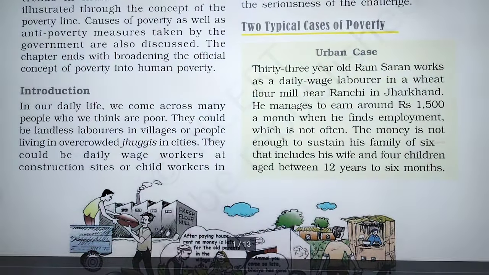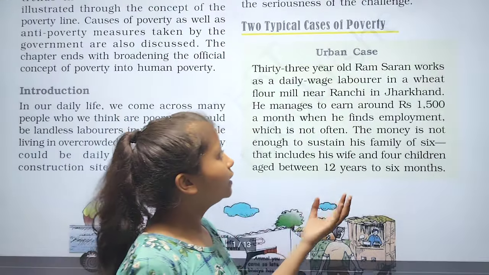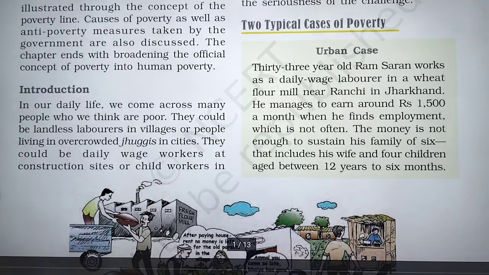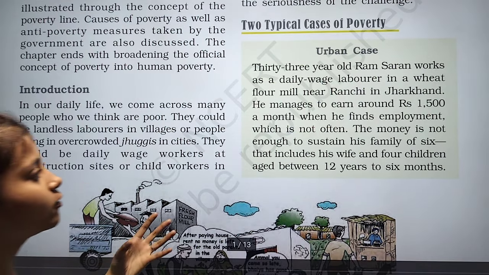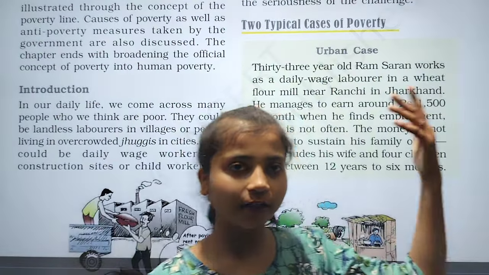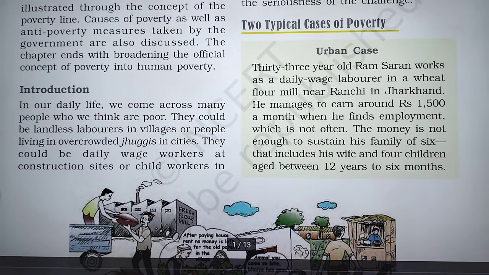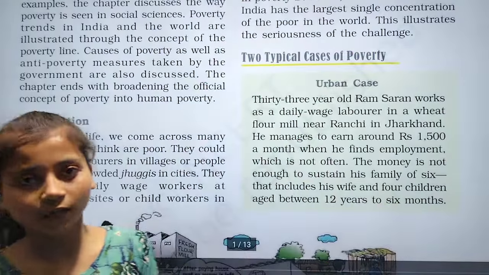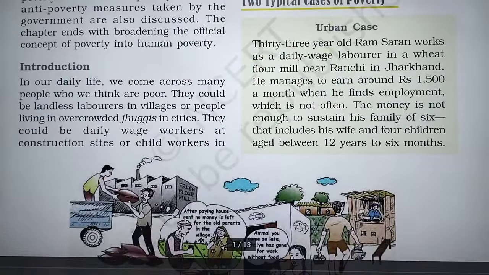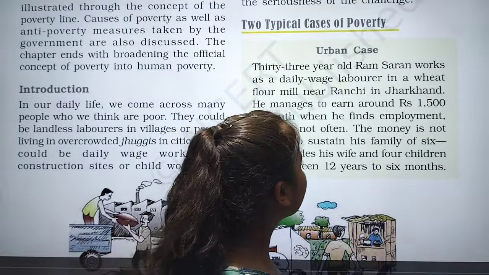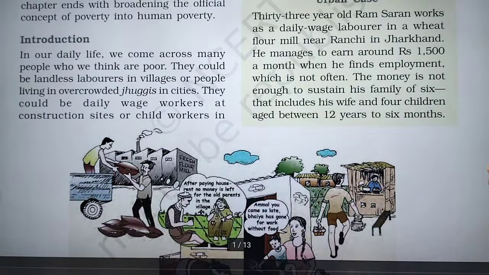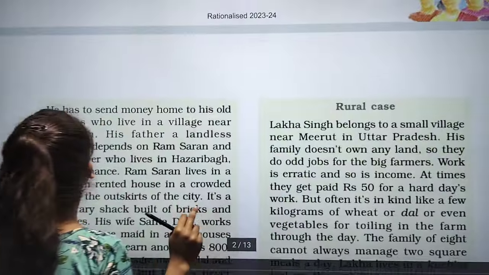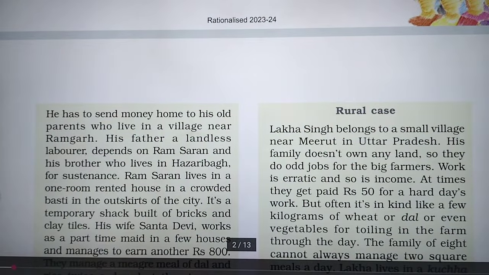His family has six members. If Ram Saran was a bachelor earning 1000 plus, he would be above the poverty line. But he has to fulfill the basic needs of his family also. The family members are six, that includes his wife and four children, between 12 years and 6 months old. And also he has to send money home to his old parents.